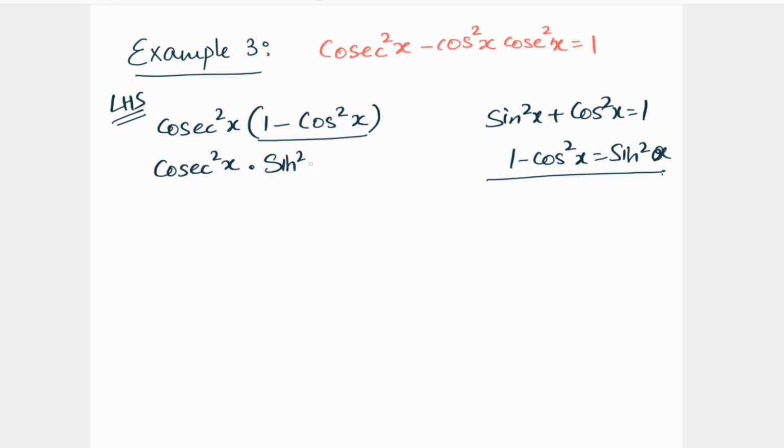So that is going to be sine square x. Now cosec square x is 1 over sine square x, times we have sine square x. So sine square x can cancel. So we are left with 1, and that is our right hand side, right?